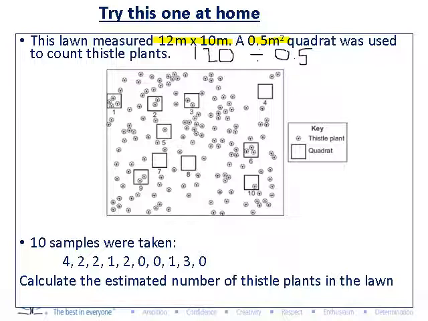And what you now need to do is take your answer you got earlier from 120 divided by 0.5. And then you multiply it by what you calculated for the mean. So you do your multiplier times by the mean, and that will give you your estimate.